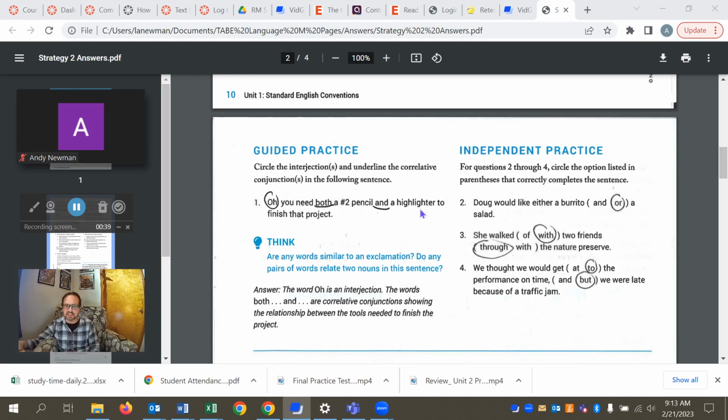All right, moving on to the independent practice. Number 2, "Doug would like either a burrito or a salad." So "either... or," that's our correlative conjunction pair that we don't break up there.